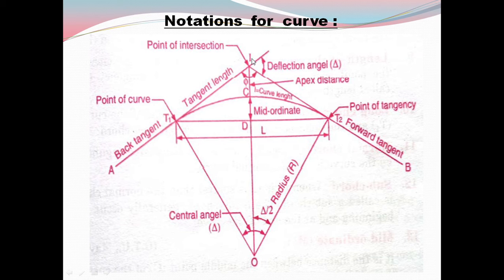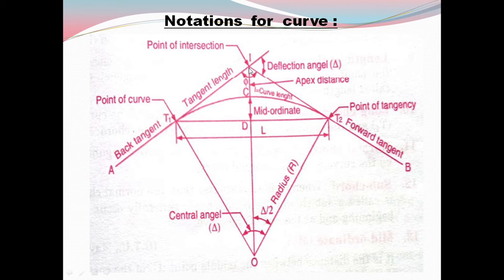Joining I to O, where O is the center, gives the central angle. Join T1 and T2 to one point, so you will get one center point, that is O. The angle between OT1 and OT2 is called the central angle. It is denoted by delta. So the central angle is always equal to the deflection angle delta. Both are denoted as delta because the central angle is equal to the deflection angle.